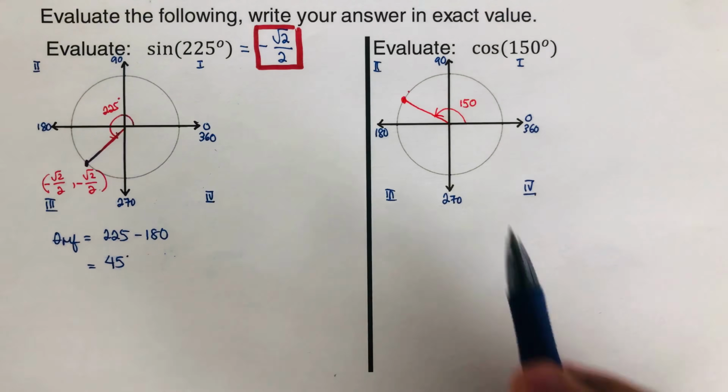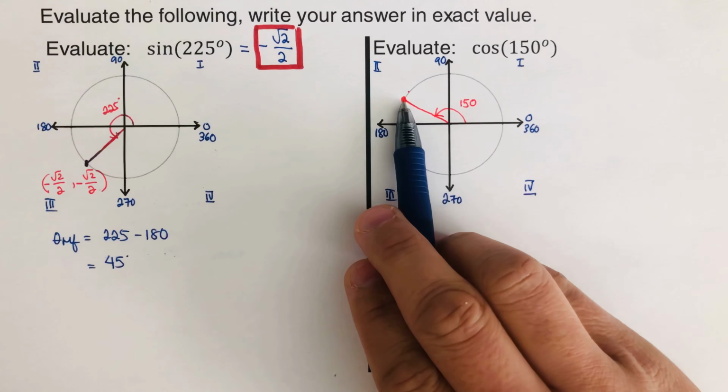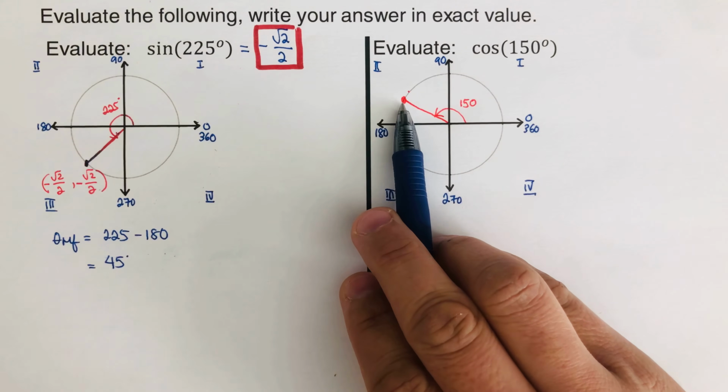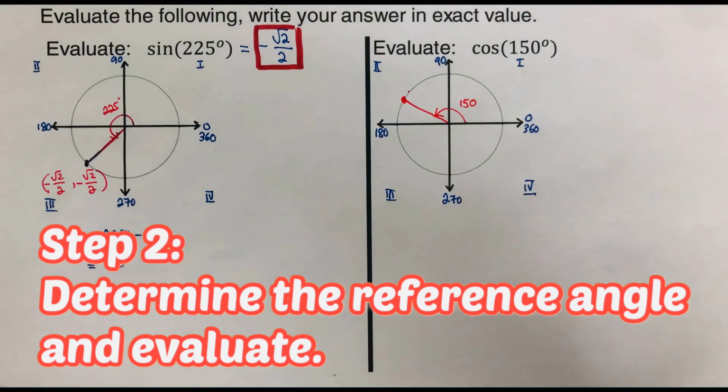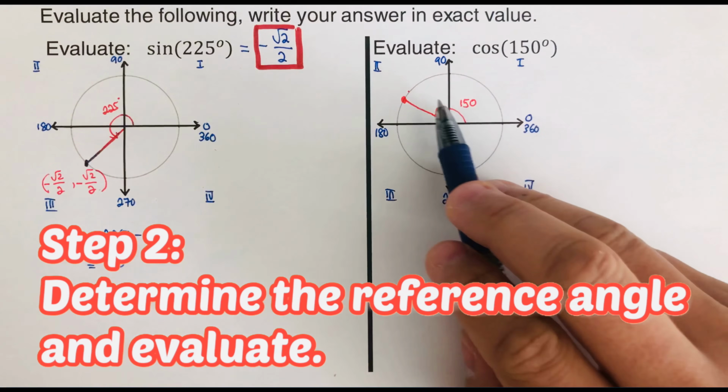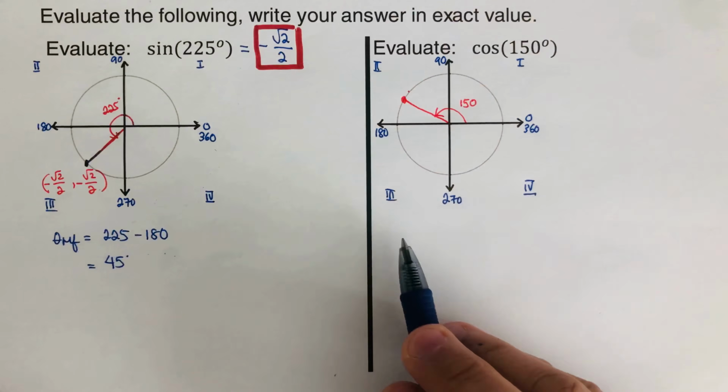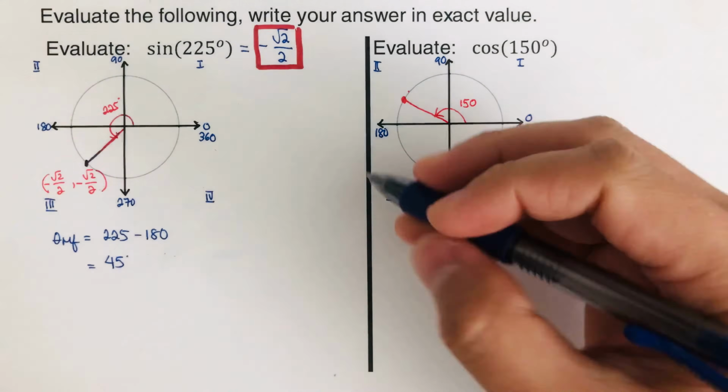Okay, so once we've labeled it, we're supposed to determine this coordinate. In order that we can do that, we need to move on to the second step. The second step is to determine the reference angle and evaluate. So this is in the second quadrant. I'm just going to show the work in determining the reference angle down below.